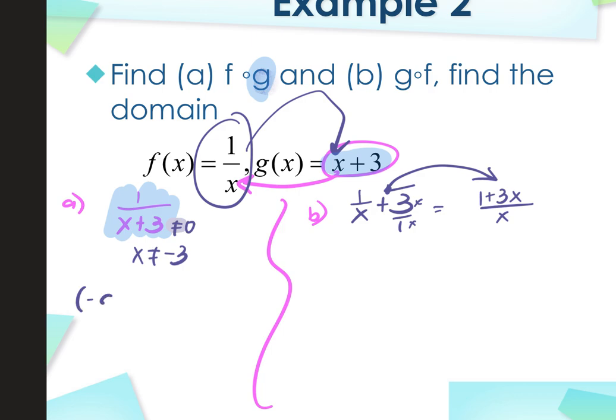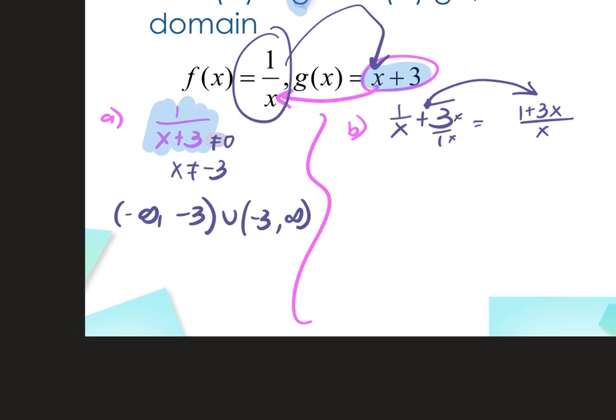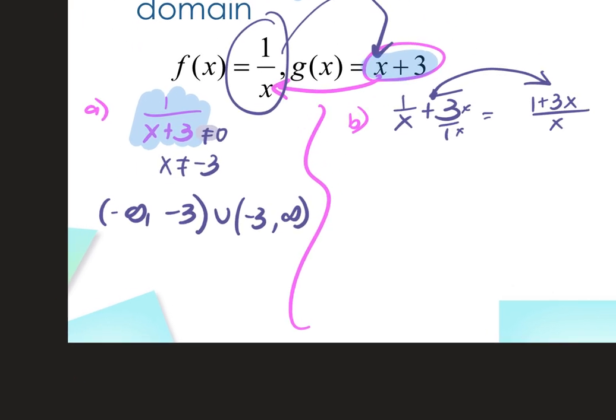So negative infinity to negative 3, parentheses, negative 3 to positive infinity, is it written in interval notation, in words, or in inequality form would be the other way, and it would be x cannot equal negative 3, or all numbers except where x equals negative 3. Any of those could be written.